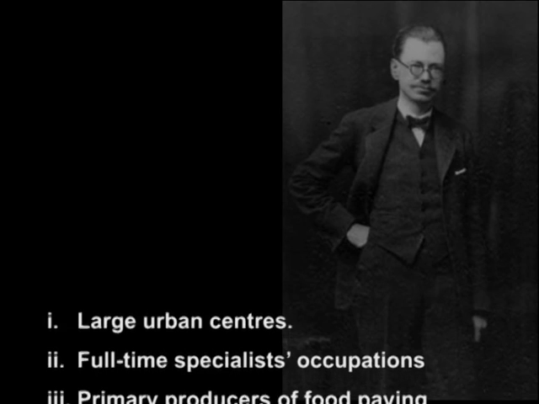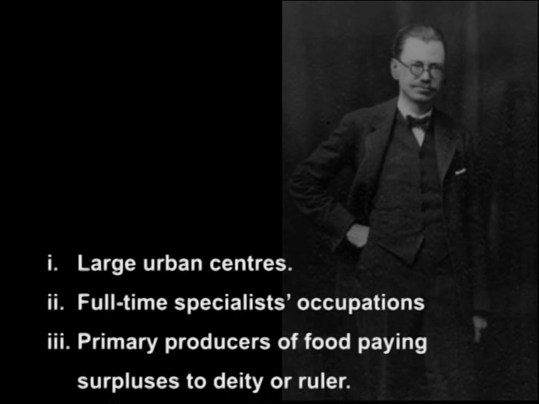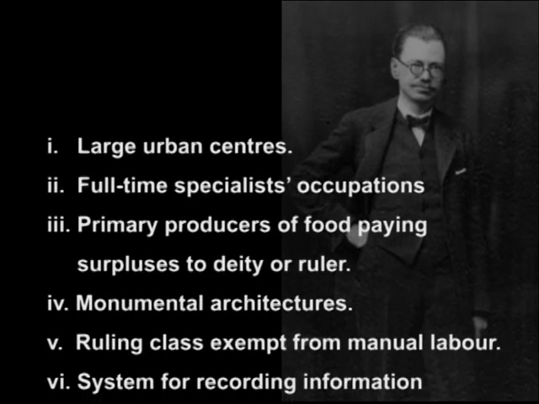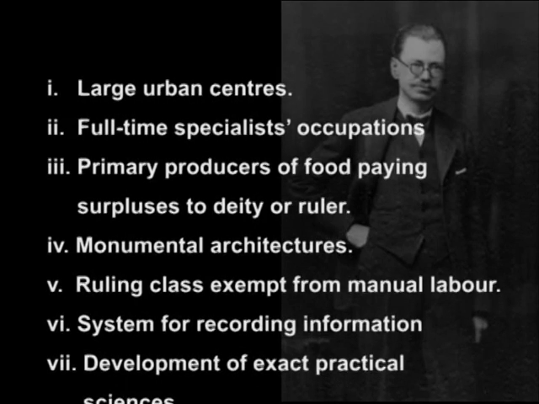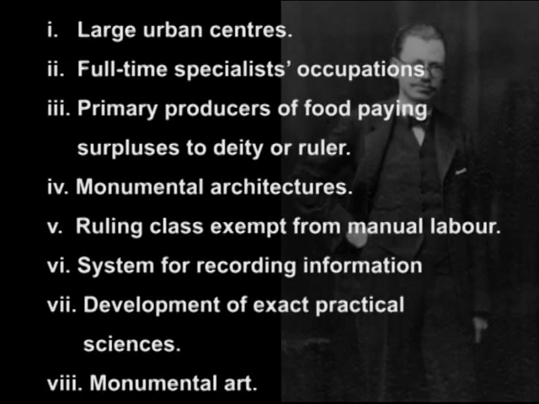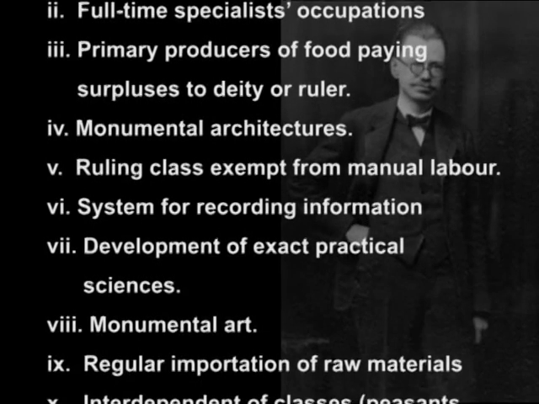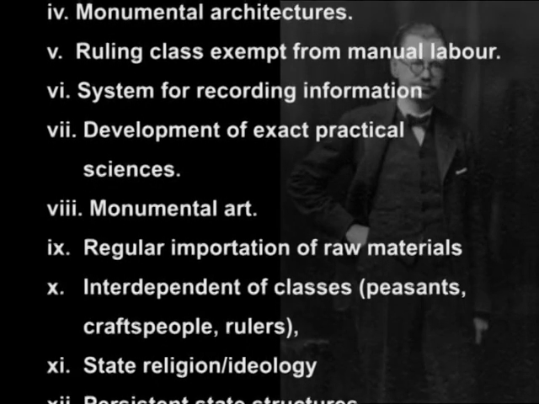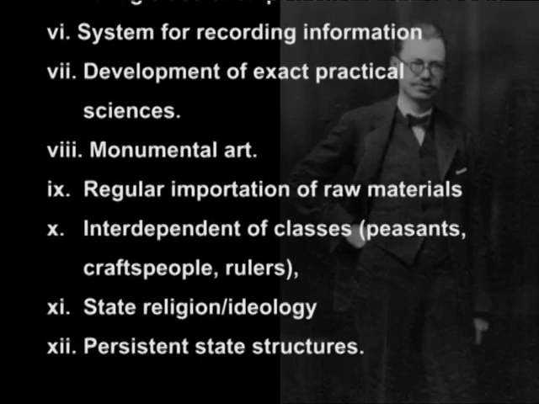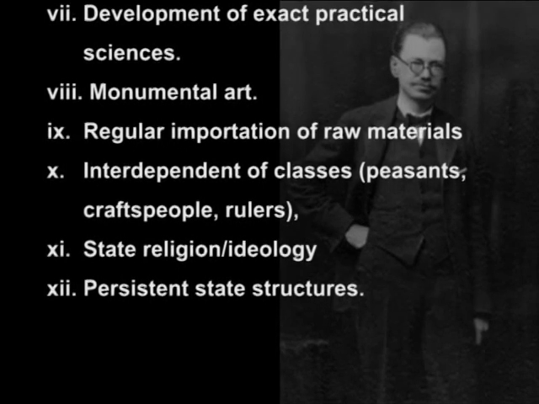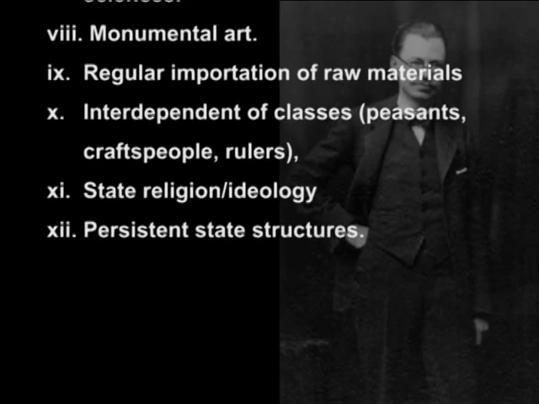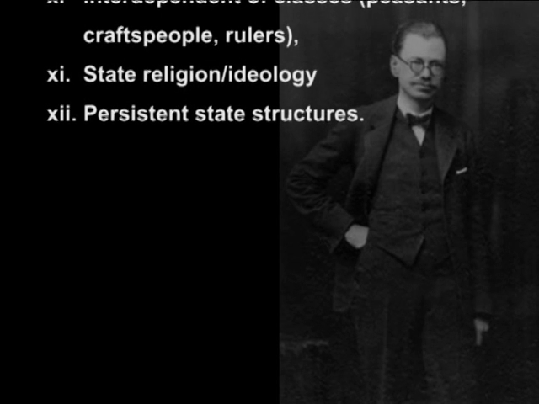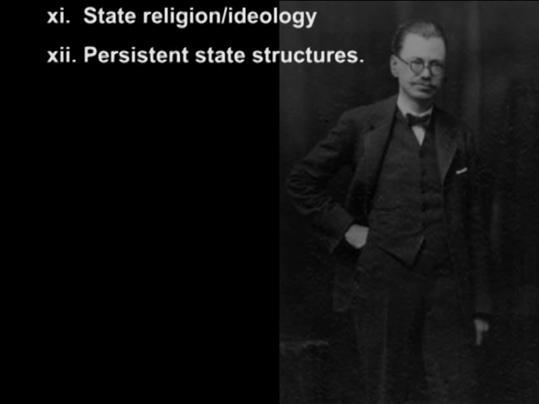2. Full-time specialist occupations. 3. Primary producers of food paying surpluses to a deity or ruler. 4. Monumental architecture. 5. A ruling class exempt from manual labor. 6. A system for recording information. 7. Development of exact practical sciences. 8. Monumental art. 9. Regular importation of raw materials. 10. Interdependence of classes, that is, peasants, craftspeople, and rulers. 11. State religion or ideology. 12. Persistent state structures.